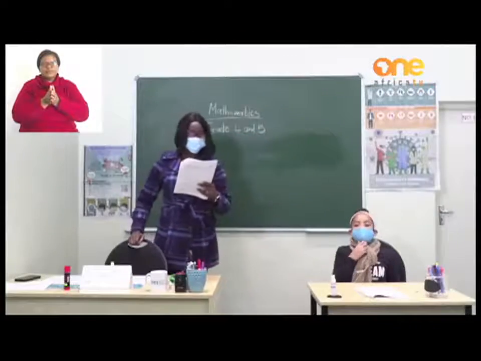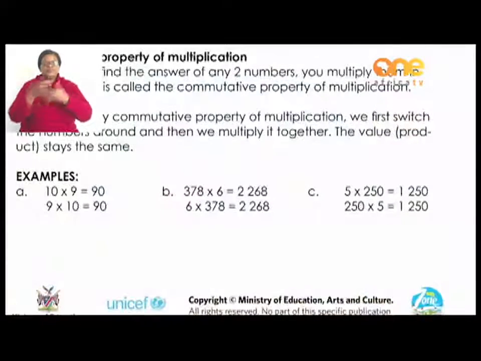Boys and girls, we are still on page 8. Hands on math with commutative property of multiplications. If you want to find the answer of any two numbers, you multiply them in any order. This is what we call the commutative property of multiplications. Meaning, when we apply commutative property of multiplications, we first switch the number around and then we multiply it together. But the value or the product stay the same.